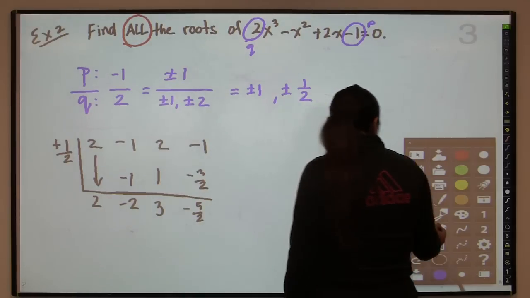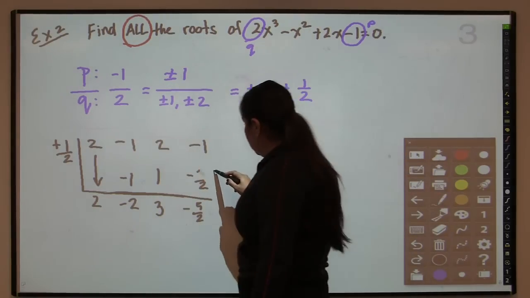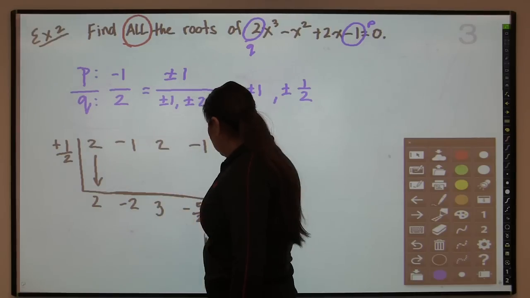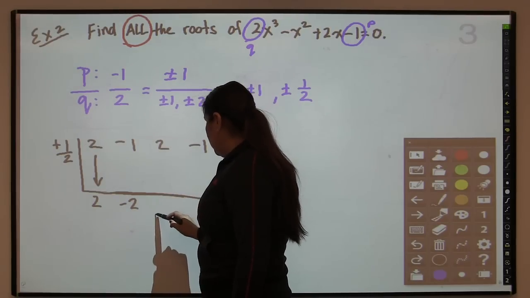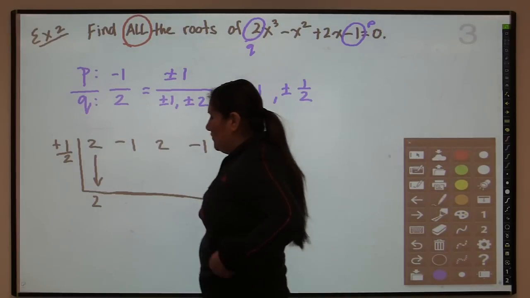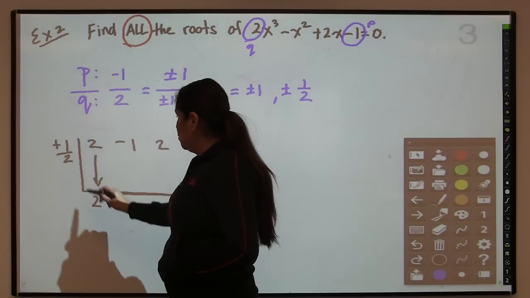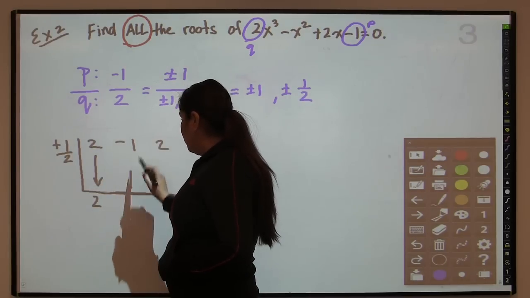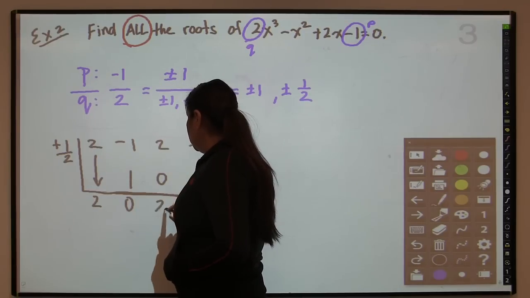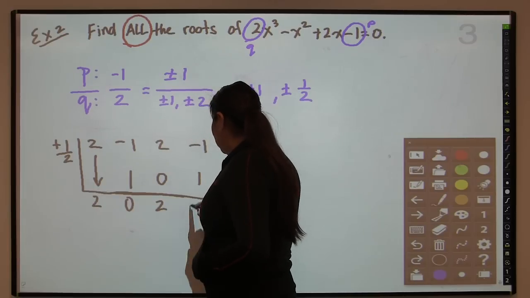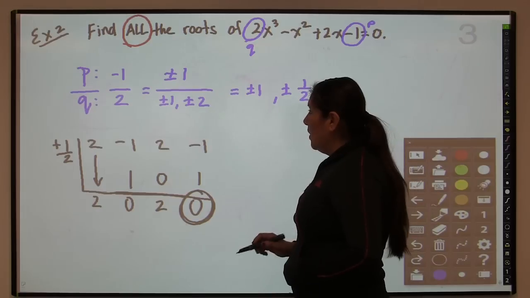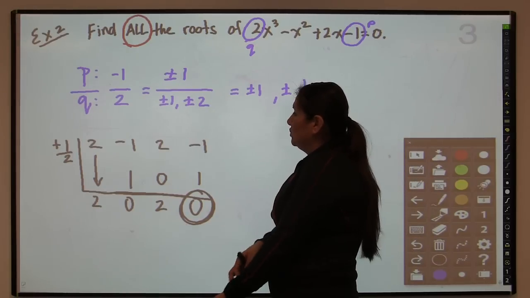So you can see that I have to keep trying all these possibilities until I get one. So it's kind of tedious, but it is the only method that we have. So now we're going to try positive 1/2 and hope that we get lucky. So 2 times 1/2 is 1. 1 minus 1 is 0. 0 times 1/2 is 0. 0 plus 2 is 2. 2 times 1/2 is 1. And finally, we get our 0 remainder. That means that 1/2 is a rational root.